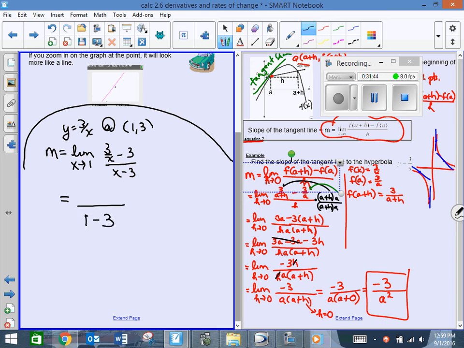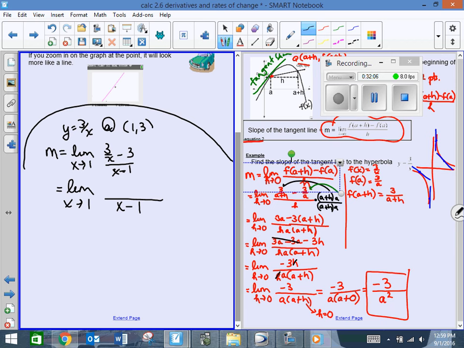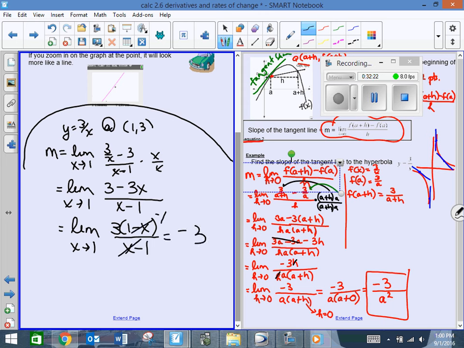1 minus 3. 1 minus, got it? What's 3 minus 3? Oh, for gosh sakes. What the heck is going on? Oh, I'm so sorry. I'm trying to hurry and I'm making mistakes here. This is x minus 1. So we were right to do that. I'm using the other formula to show you that it would have been quicker. There's your -3. Okay?